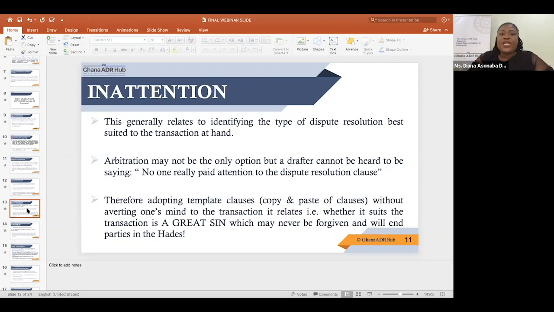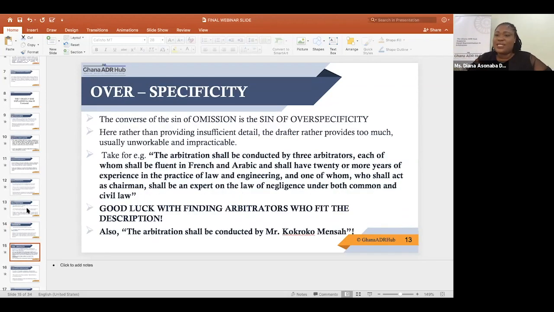Now, a converse of this sin of omission is the sin of over-specificity. Because somebody has read somewhere that you need to be specific, spell out everything you want to see in the arbitration clause. You should be very specific. Now, sometimes they go ahead to be over-specific, and that makes the arbitration clause almost impossible to implement.